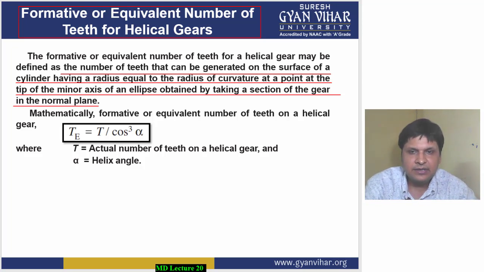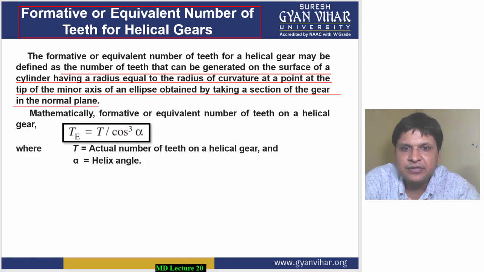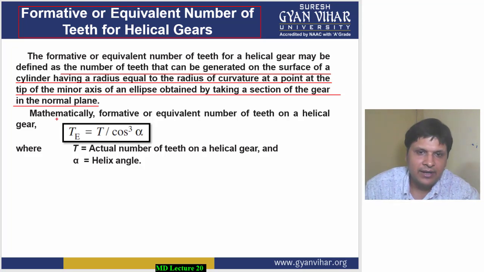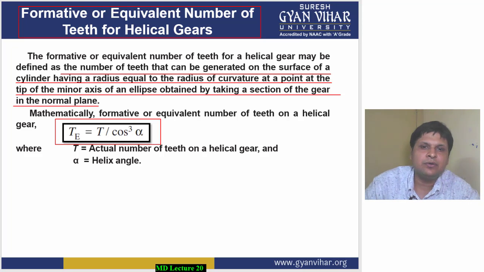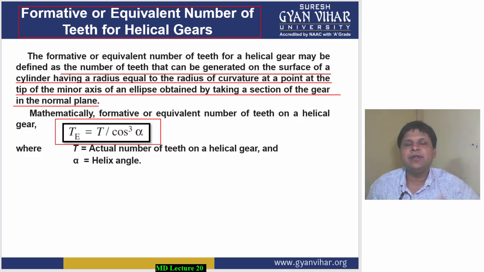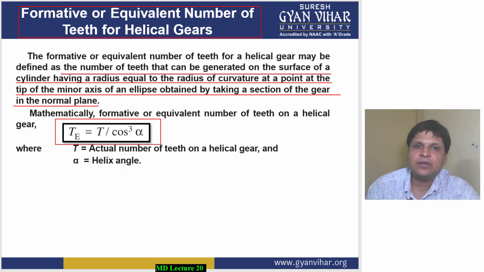Basically, the number of teeth value for helical gears can't be taken directly into the expressions used in the design of spur gears. So we will calculate the equivalent number of teeth. The equivalent number of teeth for helical gears is Te equal to T upon cos cube alpha. The definition I have already told you: it is the number of teeth generated on the surface of the cylinder having radius equal to the radius of curvature at the point at the tip of the minor axis of the ellipse, obtained by taking a section of the gear in the normal plane.